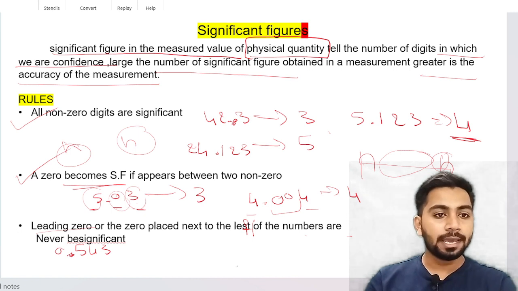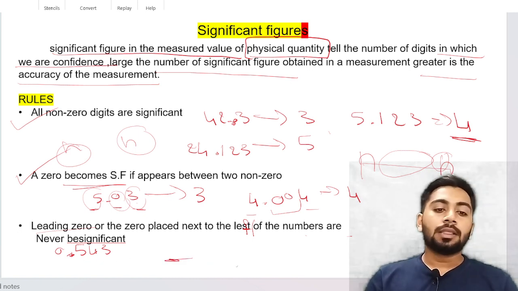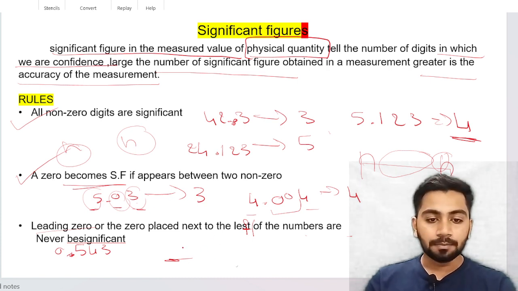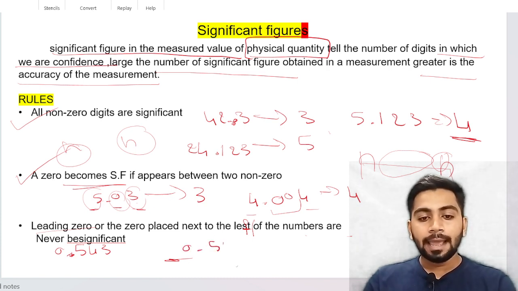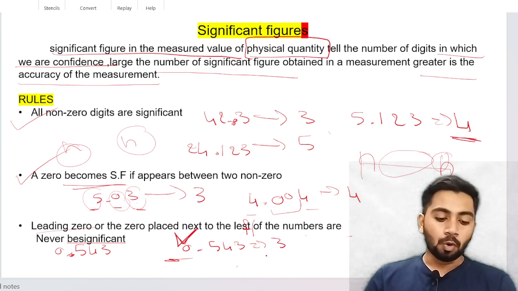So zero placed to the left of the number will never be significant. Just simple. If you have a number like this, you will never count these zeros. This kind of number has a significant figure count of only 3.